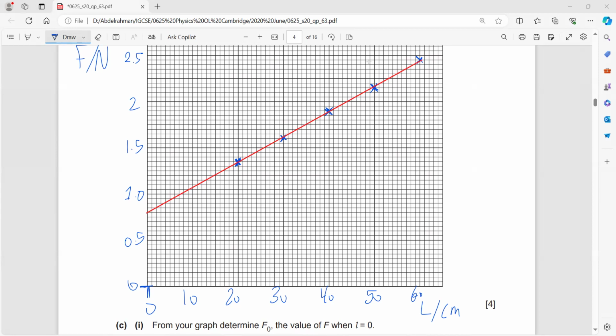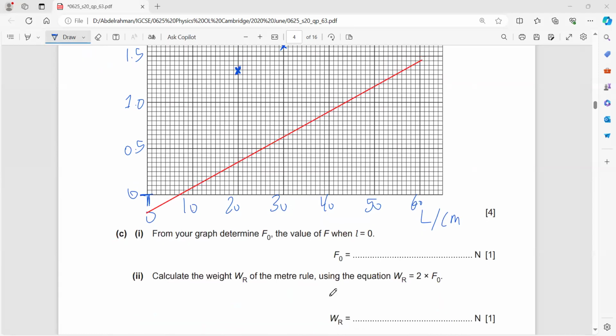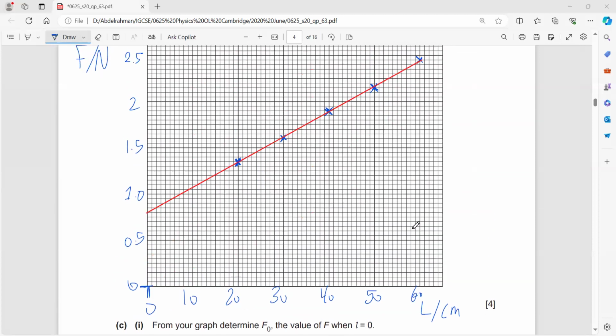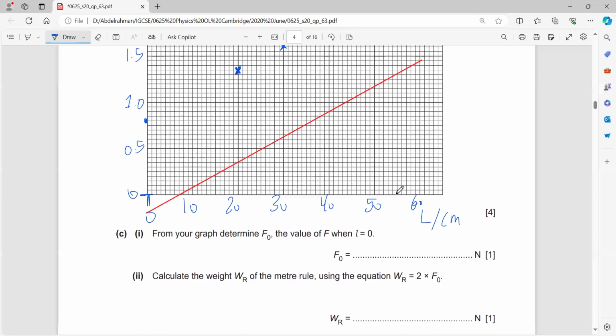The question is, determine from the graph F0 when L was equal to 0. Can I find the force when L was equal to 0? It's an easy question. When L was equal to 0, I'll just check this number here. So this would be 0.8 newtons.